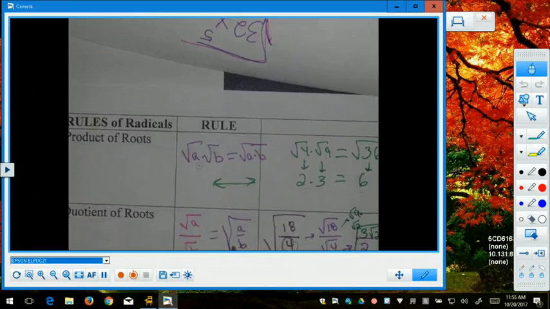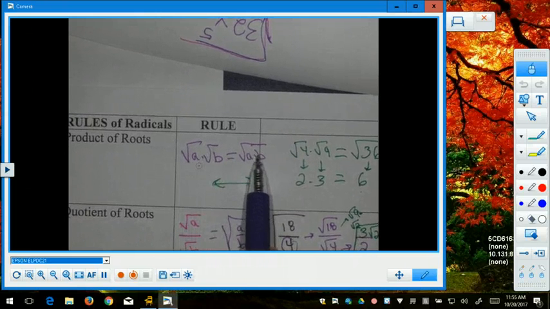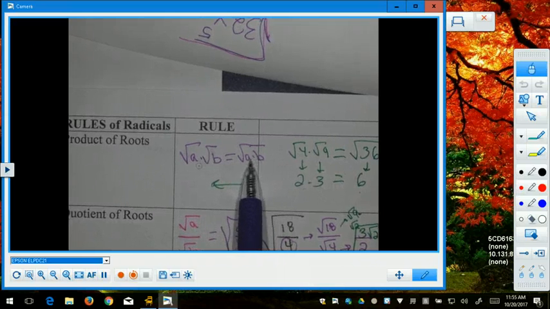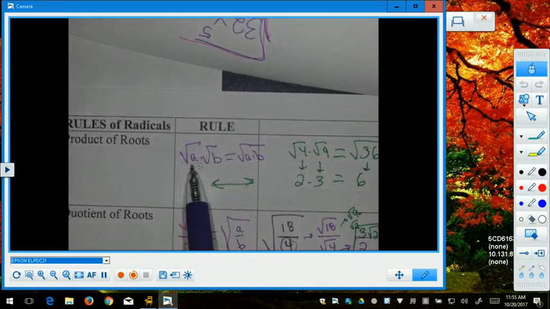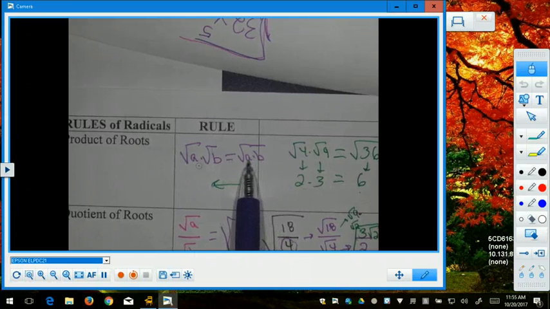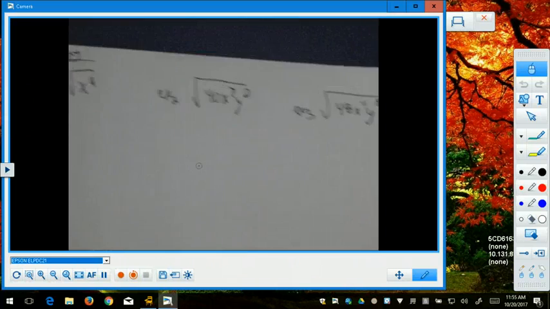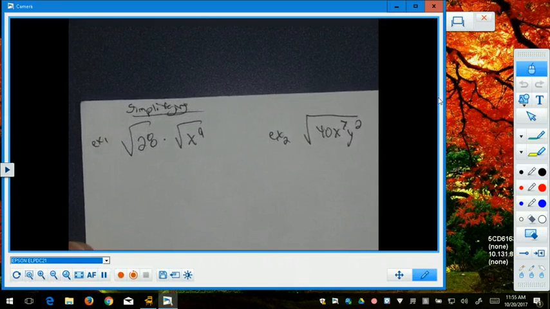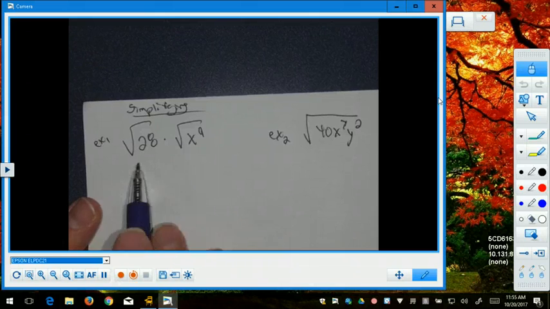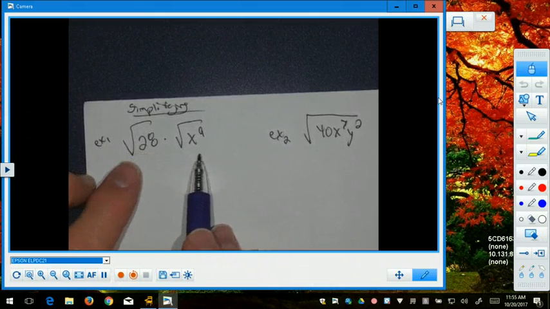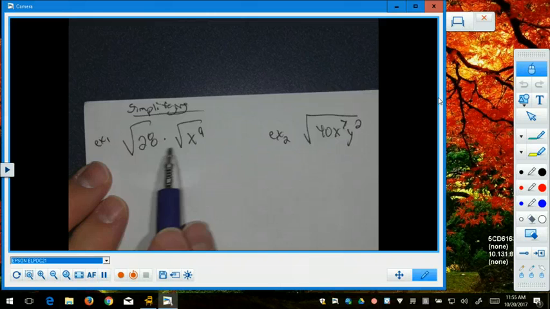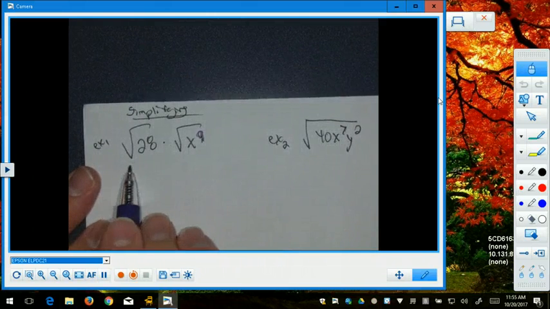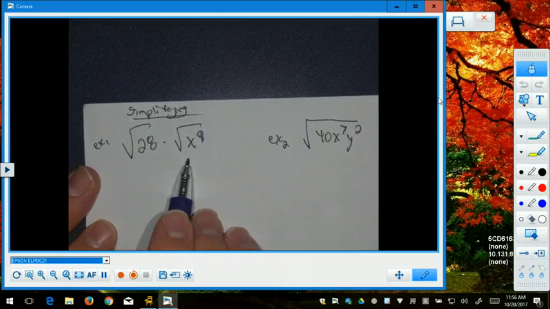The product rule does say that we can take something and split it into the multiplication of two factors that multiply to it. It also says that I can take two things that are under a radical and multiply them together under the radical. So looking at example 1, this could have started out as a problem like example 2 where they were all under the radical, but I actually want them separated so I can think about each individual piece. And this is supposed to be an x to the 9th. So square root of 28 times square root of x to the 9th.